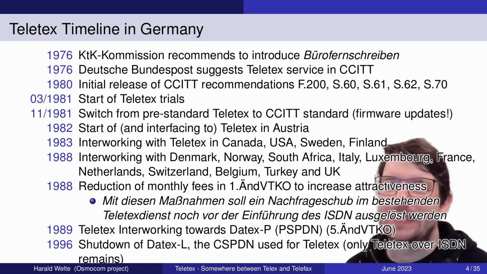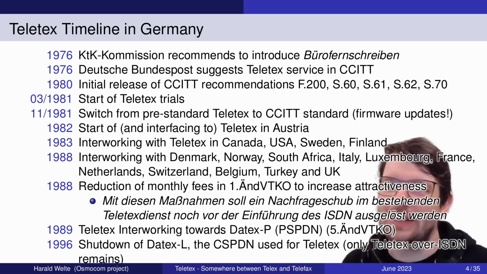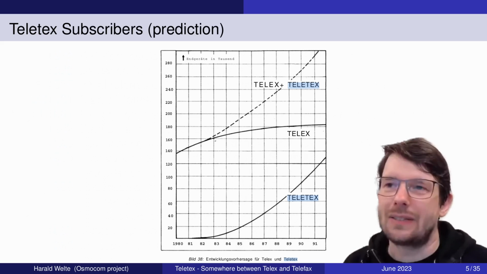In 89, then they start interworking towards packet-switched data networks, and in 1996, finally, it got shut down because the circuit-switched packet data network that was used as transport mechanism in the German Teletex service was discontinued. You could still operate Teletex devices using an adapter over ISDN, and we will see that at the end of the presentation.